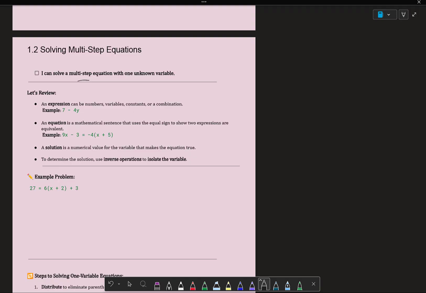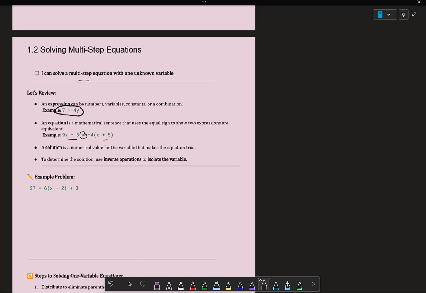An expression, recall, can be numbers, variables, constants, or a combination of those. So here's a basic example of an expression. Notice it doesn't just have to include the variable x, it can include any variable there. Include plus signs, minus signs, anything like that. An equation is just two expressions separated by an equal sign. That's the key for something to be an equation. The word equal sounds almost exactly like equation, so that's an easy way to remember that. An equation is just two expressions separated by an equal sign.